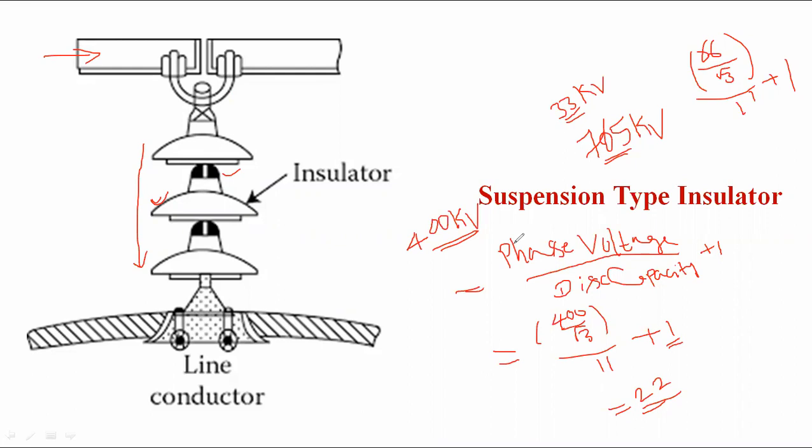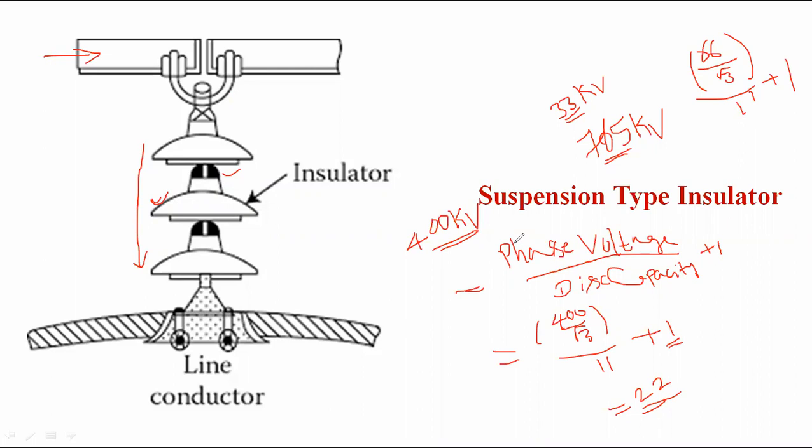Beyond 33 kV, the pin type insulator is economically not satisfactory. Another point is that the size of the insulator is also large, so the weight is increased, and mechanically it is not satisfactory. At that time we go for the suspension type or disc type insulator. Each disc has a capacity of 11 kV, and based upon the operating voltage, N number of discs are connected in series.